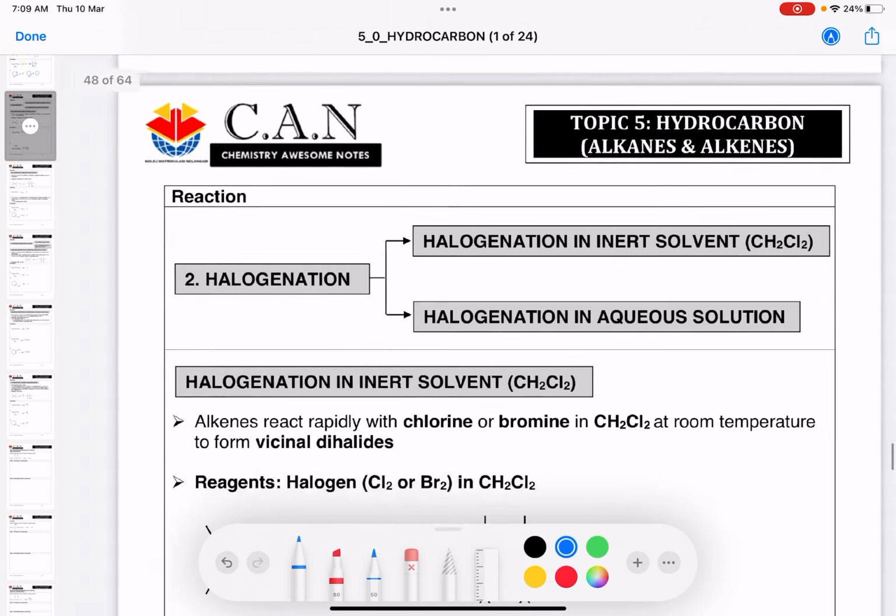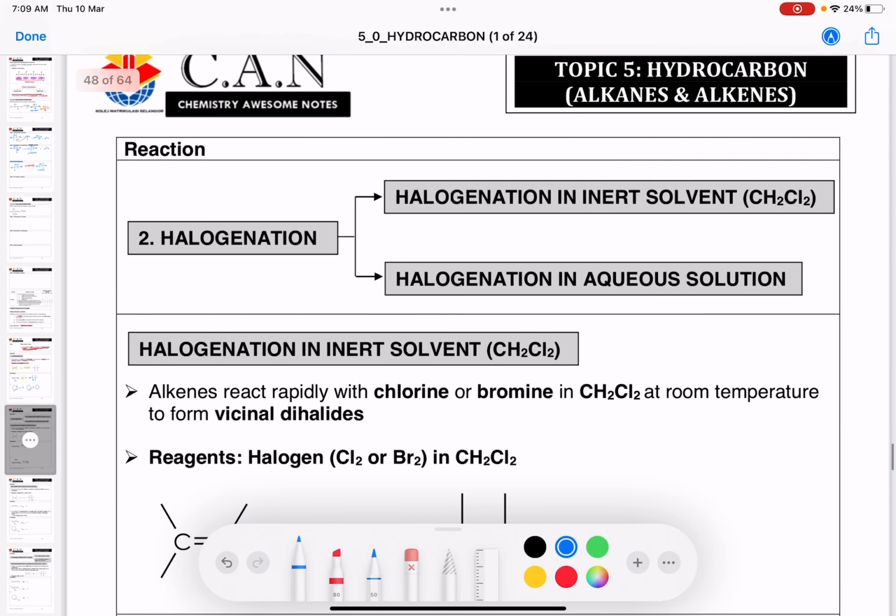Okay, let's go to the next one, which is halogenation. The word halogenation means we are going to add halogen, or the process of adding halogen. Now, halogenation has 2 types. We have halogenation in inert solvent and also halogenation in aqueous solution.